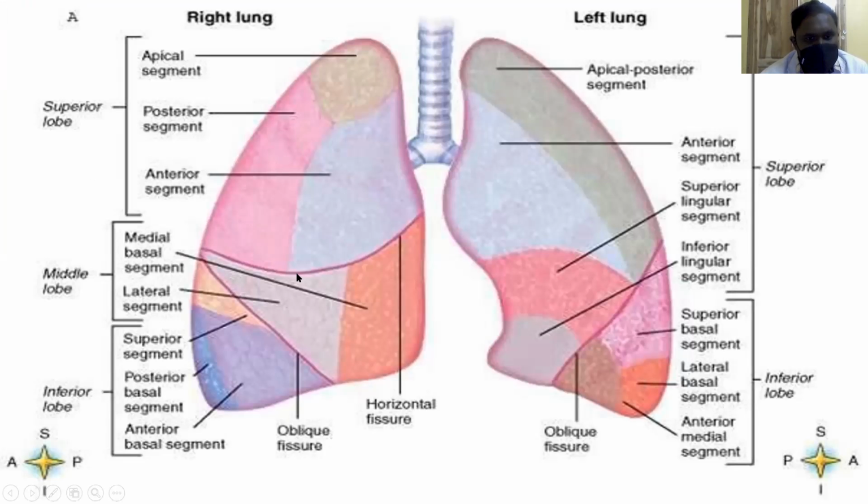Then if you go to the middle lobe, the middle lobe consists of the medial segment and the lateral segment. In the inferior lobe, you will see the superior segment, then the posterior basal segment, and the anterior basal segment.